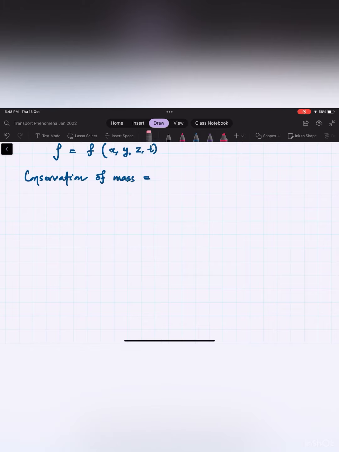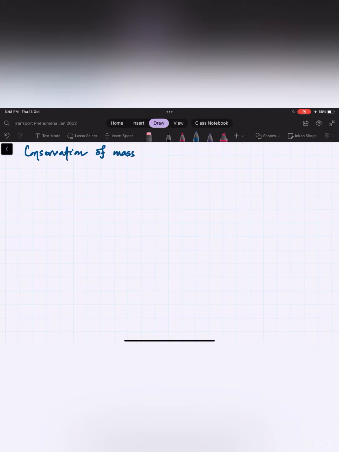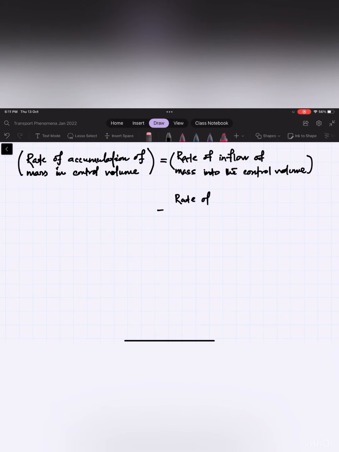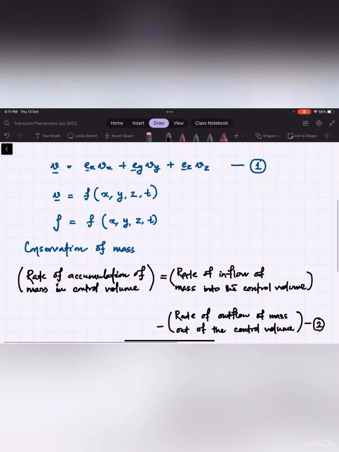So let us write the equation for conservation of mass. On the left hand side we will have the common statement, that is the rate of accumulation of mass in the control volume, and on the right hand side we will have the rate of inflow of mass into the control volume, like how much mass is coming into the control volume, and we will subtract the rate of outflow of mass that is going out of the control volume. So that makes the statement of our conservation of mass. Let us number this as equation number 2.